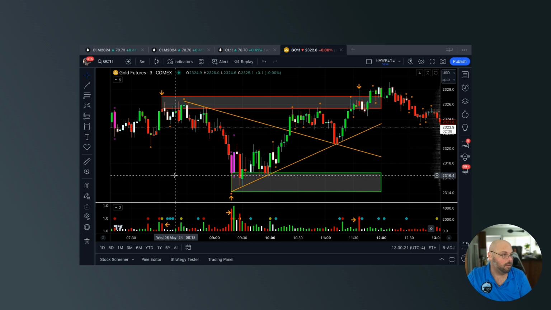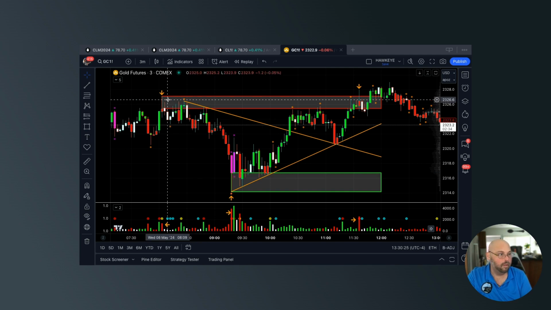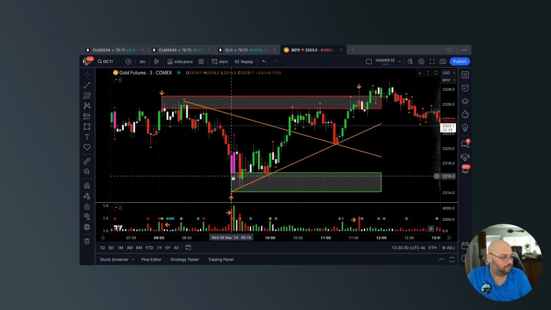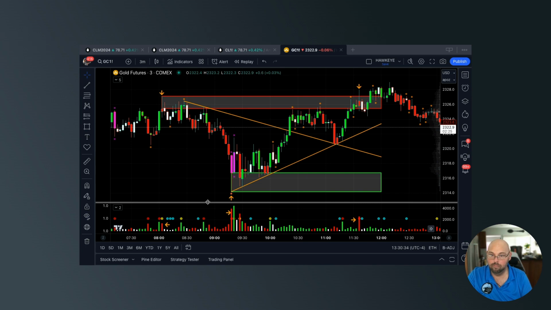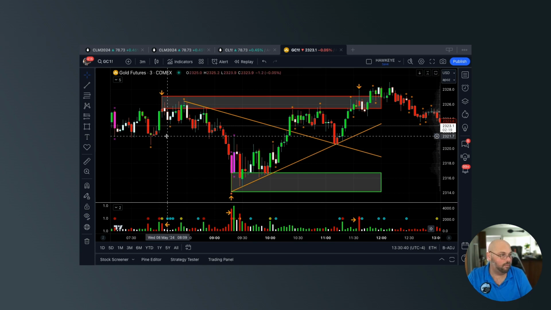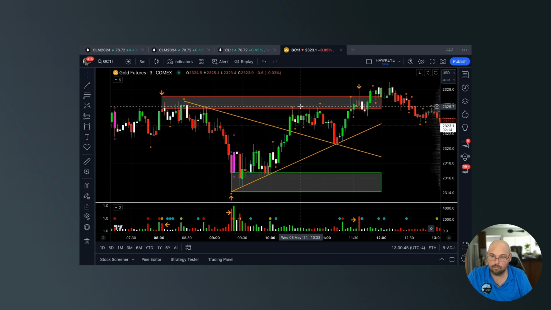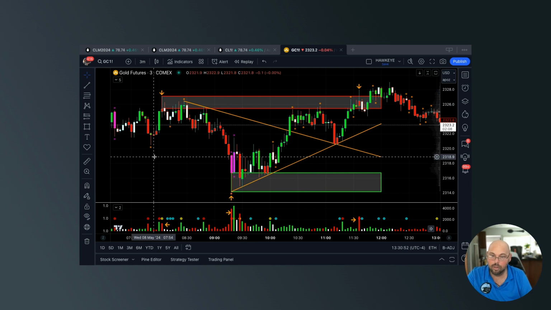if buyers cannot overcome this wick, we're going to sell off. If sellers cannot overcome this wick, we're going to rally. 170, 180 ticks of profit opportunity both to the downside and back to the upside. About a 20 tick risk here, about a 25 or 26 tick risk here. Huge, huge risk reward. This is how you make money.